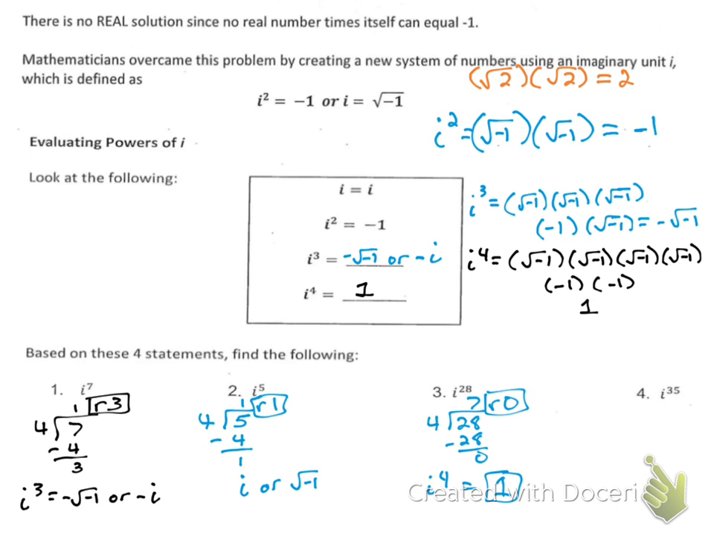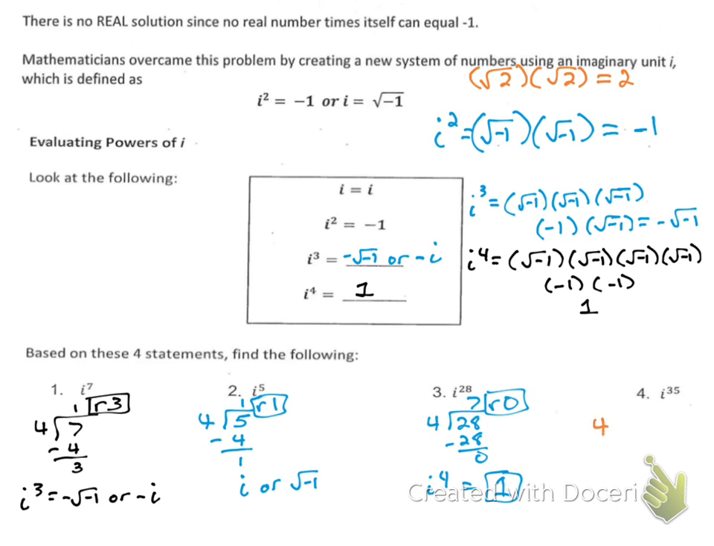Right. Exactly. So we're dividing by 4, so we can get a remainder of 1, I. We can get a remainder of 2, I squared, negative 1. We can get a remainder of 3, negative I. Or it'll divide evenly, which would be I to the 4th, or 1. Okay?